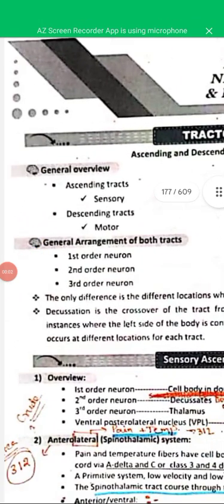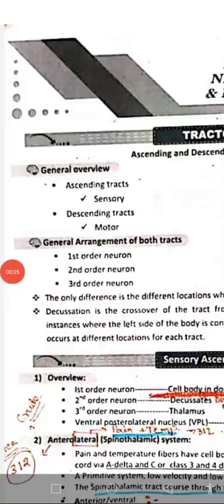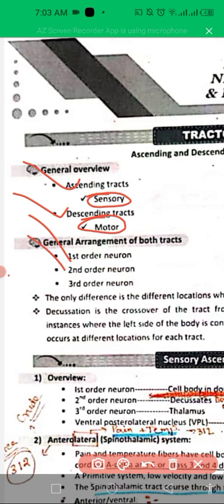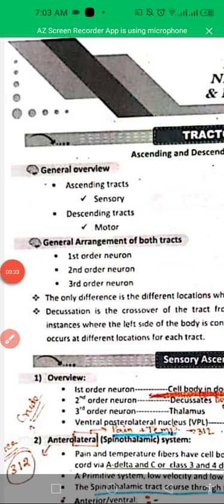Okay, so now we are going to look at tracts of the nervous system. There are two types of tracts. One are ascending tracts, another one are descending tracts. Ascending tracts are sensory and descending tracts are motor. And in these tracts, there are neurons: first order neuron, second order, and third order neuron. The only difference between these neurons is their location, and then they decussate or cross over in the tracts and get to the opposite side of the body.